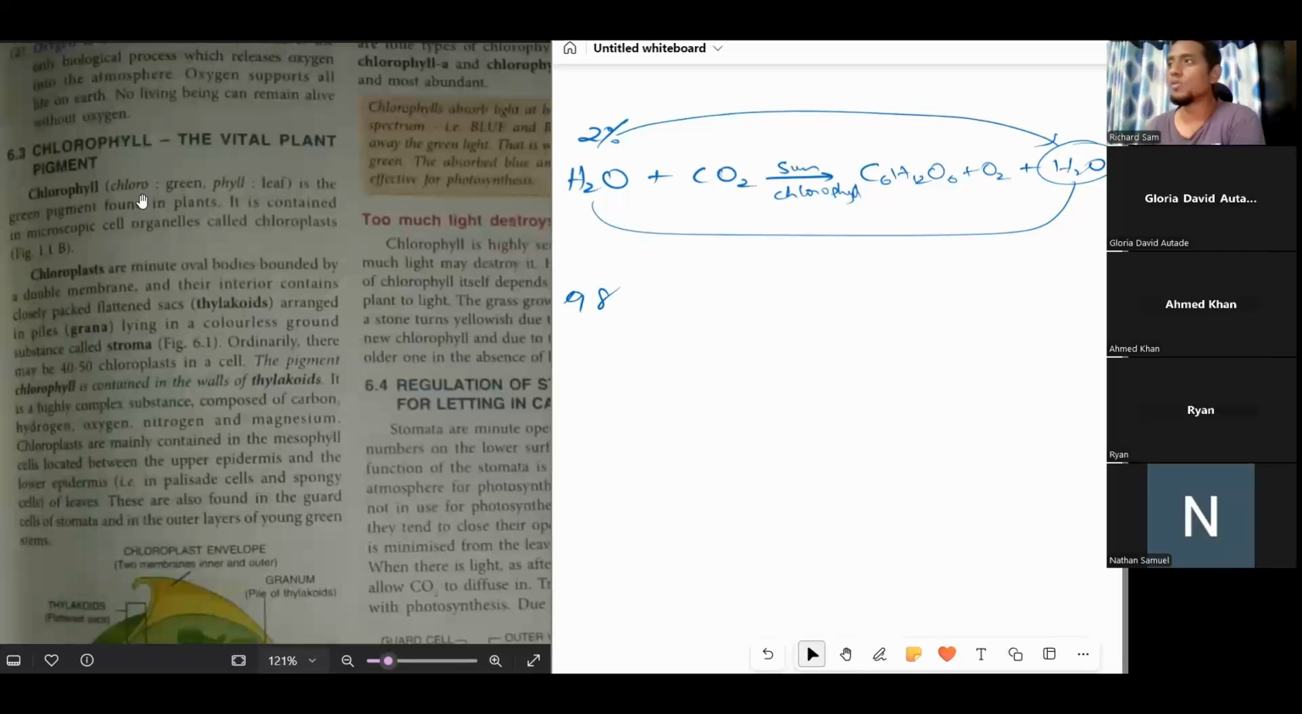Okay, now where is this chlorophyll present? Where exactly in the cell? Thylakoids. What did you say? Mesophyll cells, I think. Mesophyll cells, something.